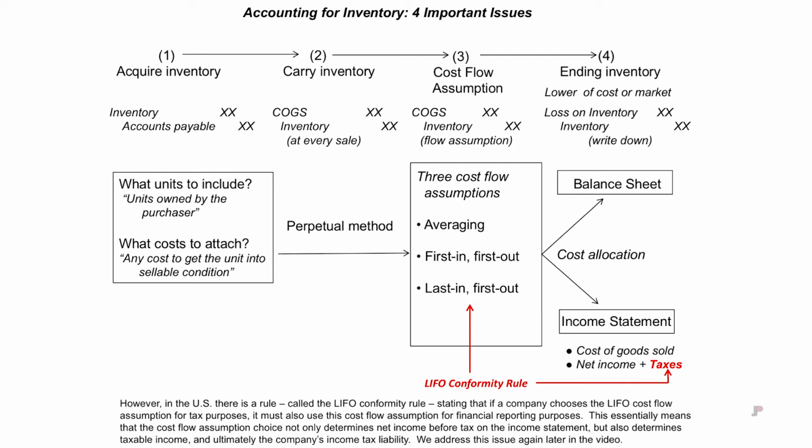However, in the U.S., there is a rule called the LIFO conformity rule, stating that if a company chooses the LIFO cost flow assumption for tax purposes, it must also use this cost flow assumption for financial reporting purposes. This essentially means that the cost flow assumption choice not only determines net income before tax on the income statement, but also determines taxable income and ultimately the company's income tax liability. We address this issue again later in the video.